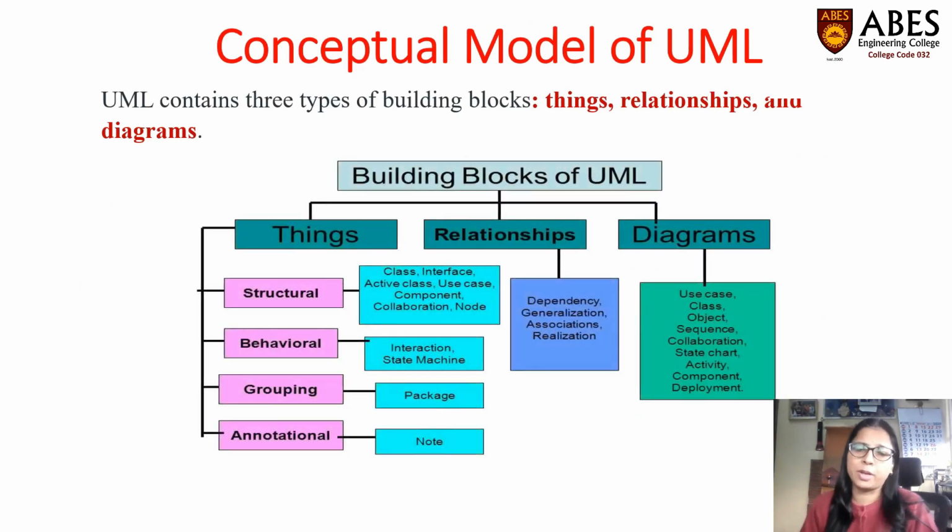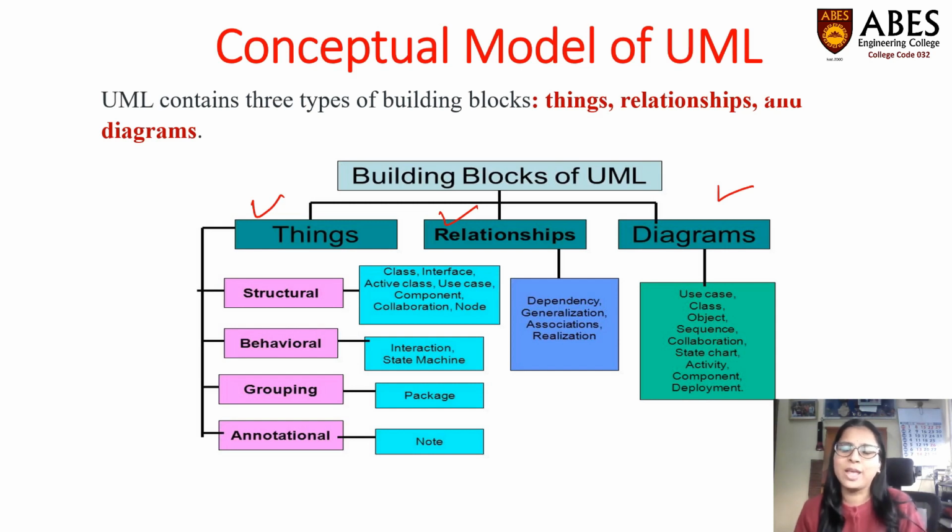Conceptual model of UML. Basically, conceptually, when we do modeling with the help of the UML tool, what are the various aspects, the needs, and the various components that are going to be there? So these you can call the building blocks of UML. There are three categories here: things. Things are a very important part of UML diagrams, then the relationships, how the various things in that diagram are related to each other, and then basically the diagrams.